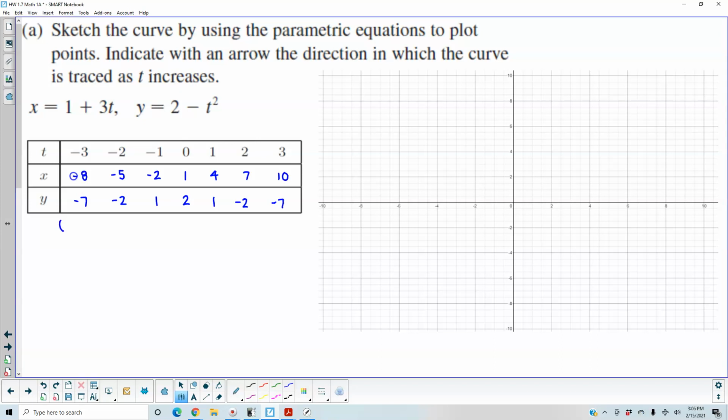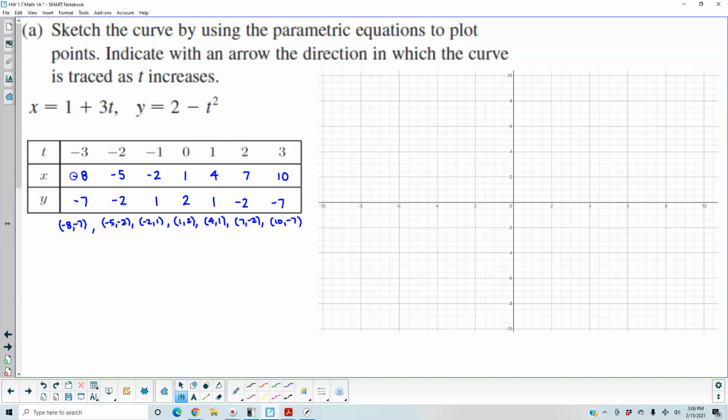So our first ordered pair is -8, -7. The next ordered pair is -5, -2. The next is -2, 1. The next one is 1, 2. The next is 4, 1. The next is 7, -2. And the last one is 10, -7. Let's go ahead and plot those points.